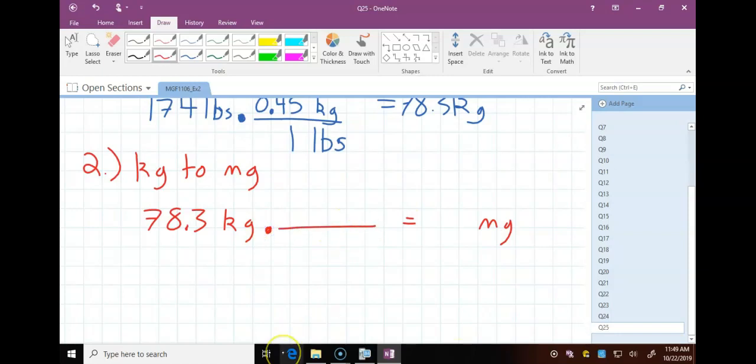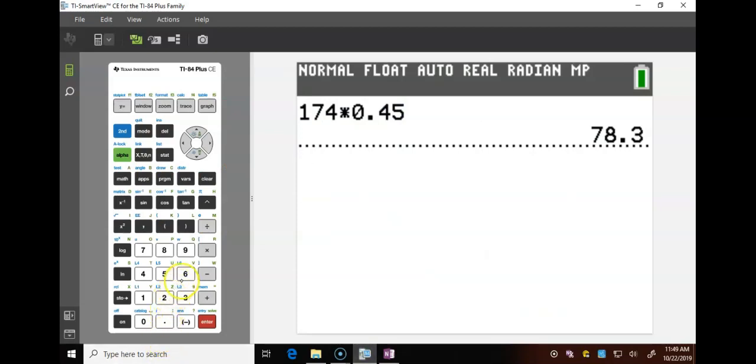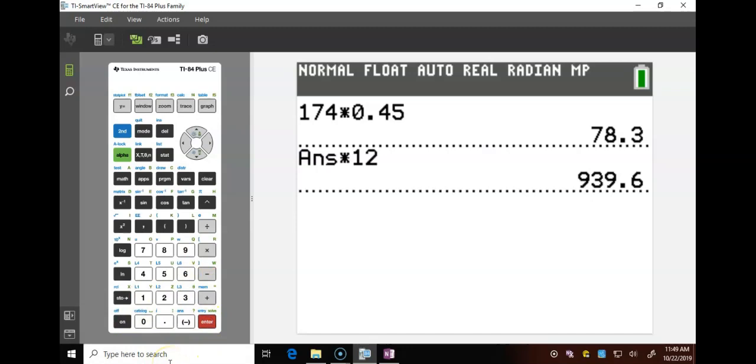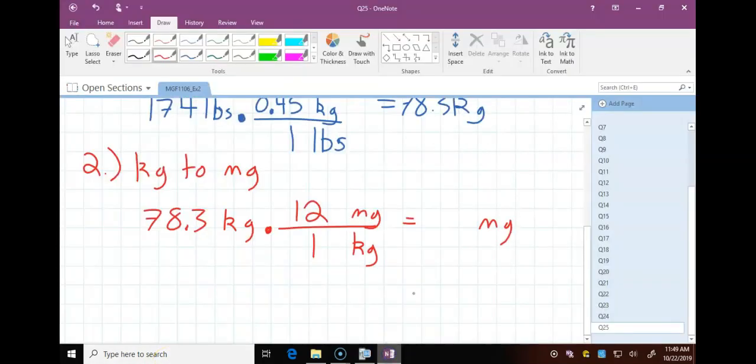We need to know how many milligrams this person needs of the drug. Again, we've got that unit fraction. We want kilograms in the denominator because we want to get rid of that. Milligrams is in the numerator. So the patient is going to get 12 milligrams per kilogram. And the per kilogram would mean that that's for every 1 kilogram. So this is what we need to deal with. We need to take the 78.3 times the 12. And that will tell me how many milligrams my patient needs. So times 12 equals 939.6 milligrams. 939.6 milligrams is what my patient needs.